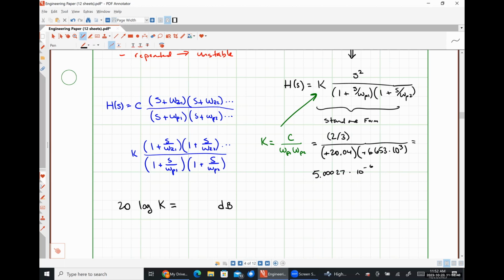That's the wrong button. 5.00027055 times 10 to the minus 6 is negative 106.020 decibels. It's actually larger than I thought it would be. I thought it would be smaller than that, but that's okay.